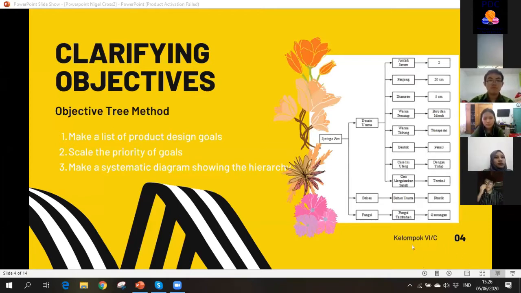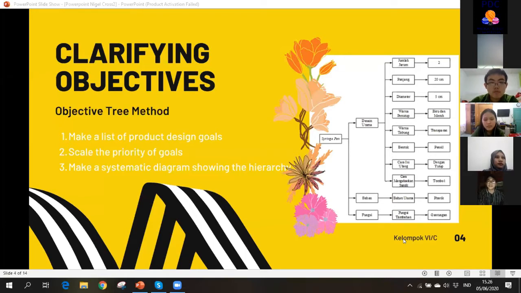The first one, find objective. This is the first stage carried out in the design of Nigel Cross, which aims to determine the purpose of improving the design of the syringe pen product. The method used in this first stage is the objective tree method.